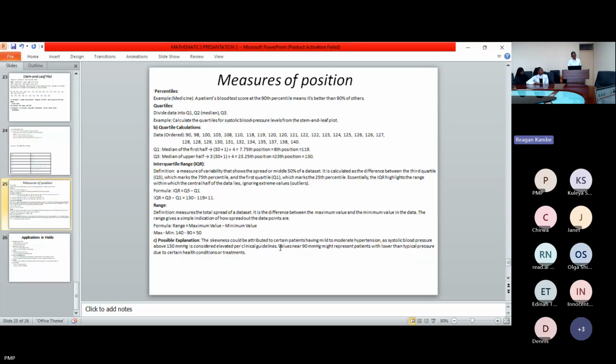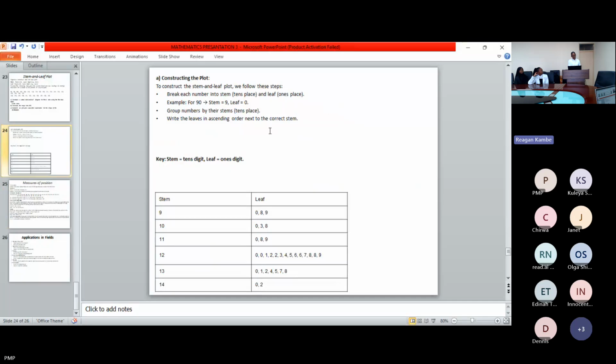the skewness could be attributed to certain patients having mild to moderate hypertension. A systolic blood pressure above 130 millimeters of mercury is considered elevated by clinical guidelines. Values near 90 millimeters of mercury might represent patients with lower than typical blood pressure due to certain health conditions. On the stem and leaf diagram, it shows that most of the patients have their systolic blood pressure falling between the range of 120 to 129.